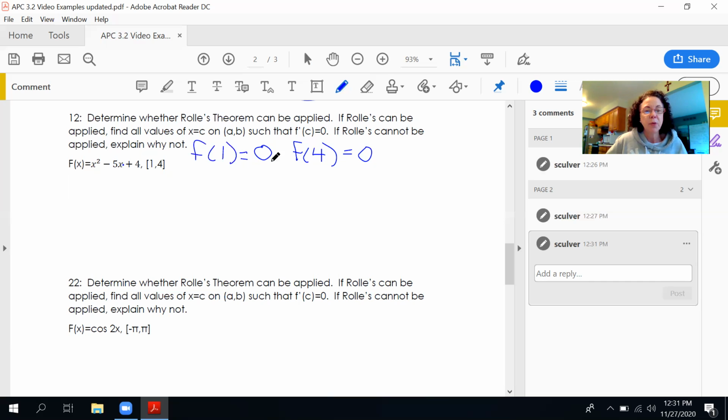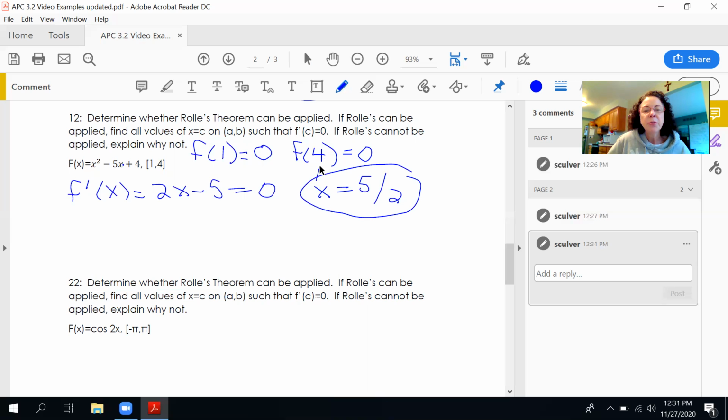They could both be 1s, both be 5s, both be negative 10s, and Rolle's theorem would apply. It just happens to be 0 in this case. If Rolle's can be applied, find all the values of x equals c such that the derivative is 0. The derivative of the function would be 2x minus 5. Let's set that equal to 0. That would be x equals 5 halves. Notice that does occur in between an x of 1 and an x of 4.